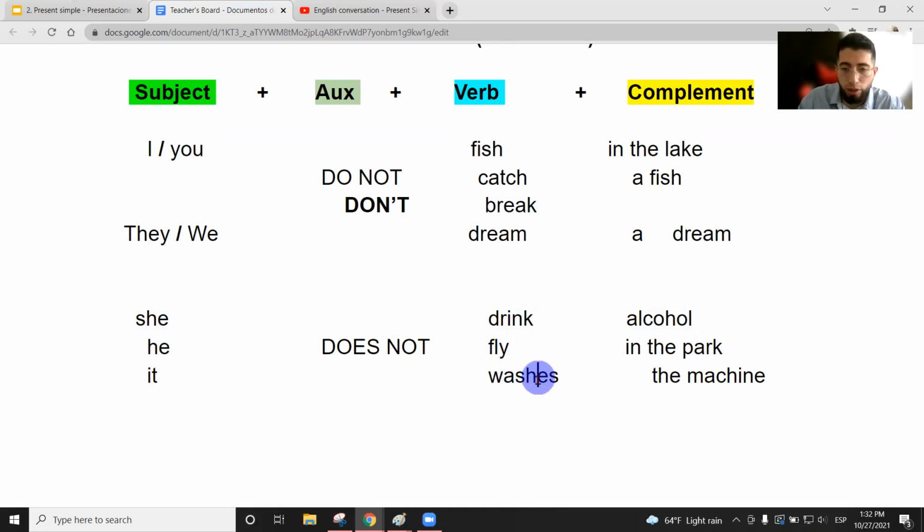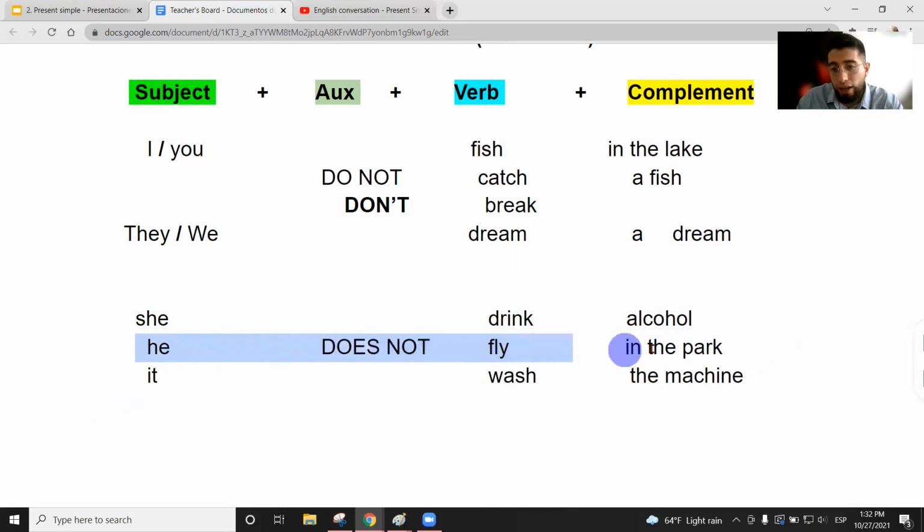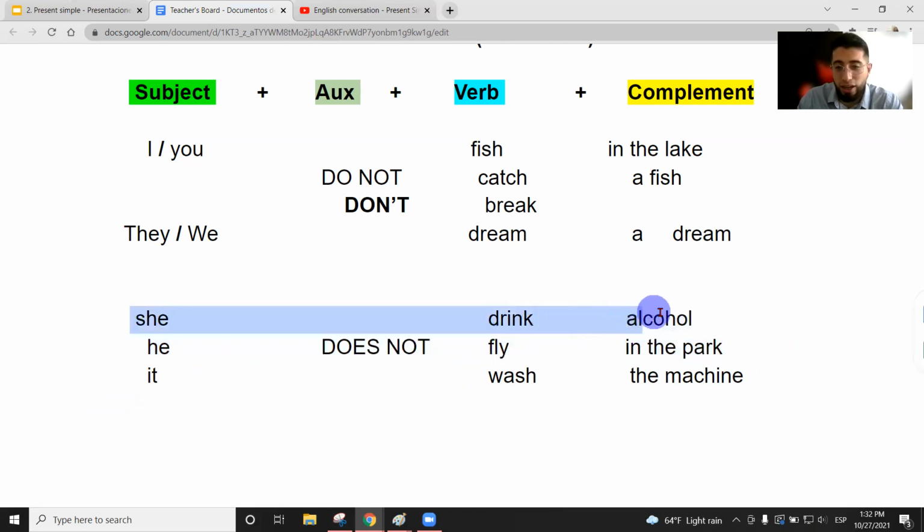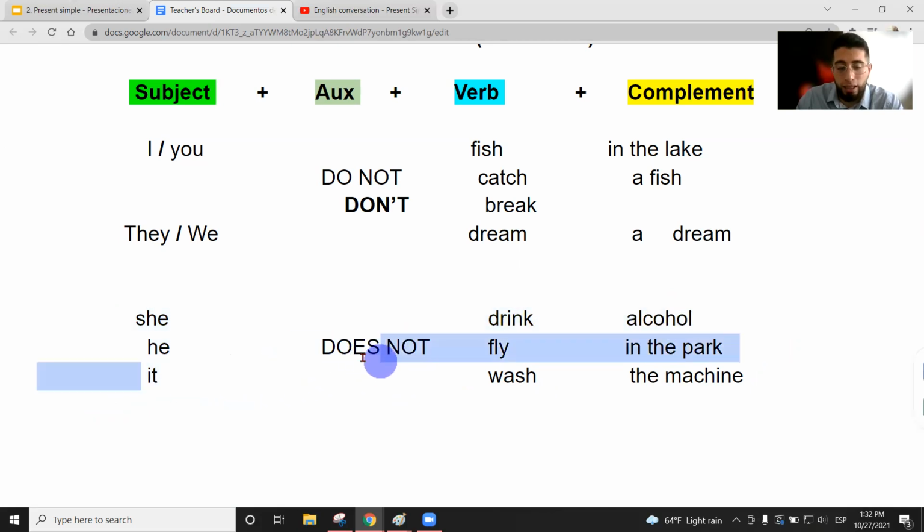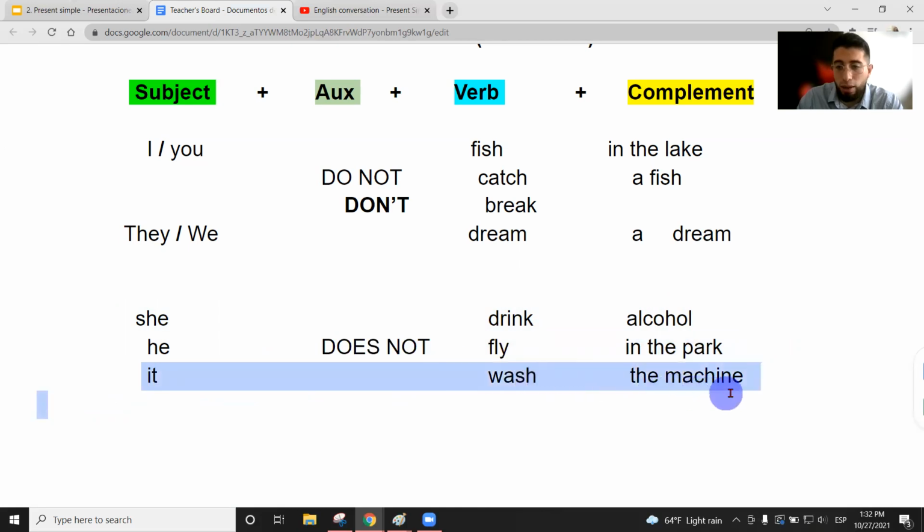We put the verb, ponemos el verbo normal, ¿listo? Infinitive, en infinitivo. No conjugation, sin conjugación. And this is how, y así es como creamos a negative sentence, una oración negativa in third person, en tercera persona. Solo decimos he does not fly in the park, como que él no vuela en el parque. Then we have she doesn't drink alcohol, como ella no bebe alcohol. Y después decimos it does not wash a machine, right? Como esto no lava la máquina, ¿vale?